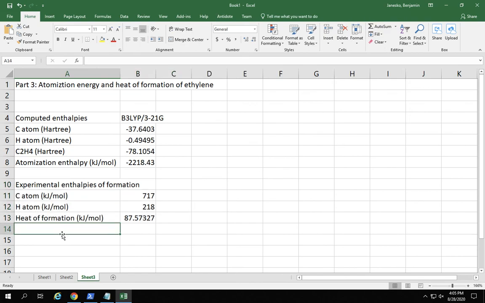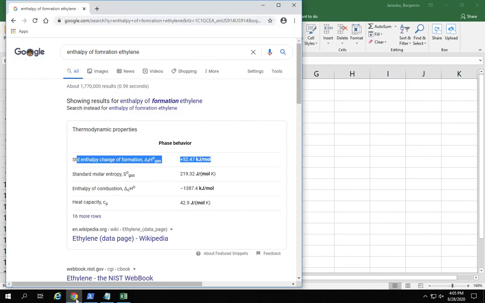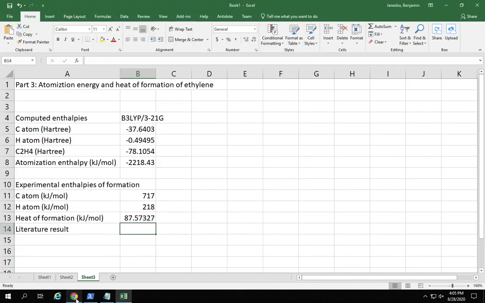So here we can say the literature result for this, if we trust Google, is 52.47 kilojoules per mole. So you see, we're not quite right, but we're in the ballpark. As we go to better basis sets, that should get better. If we do the M06-2X DFT, it should get a little better. If we do coupled cluster theory, which you could do, that would get even better yet.